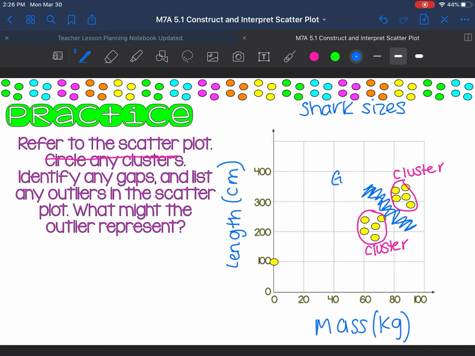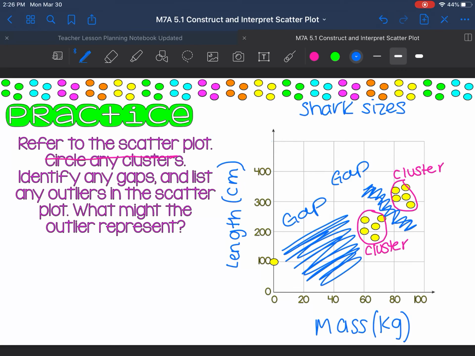Okay, so let's color this right here. This is a gap. Also, we have a point here and all this open spot. So this too could be considered a gap. Identify any gaps, okay? Now list any outliers in the scatter plot. Oop, look at this little outlier I got over here. I have an outlier at 0, 100.